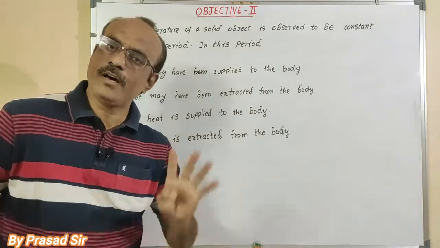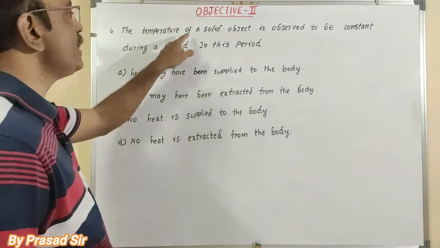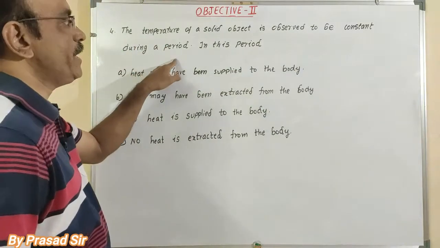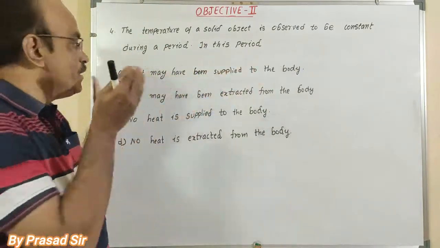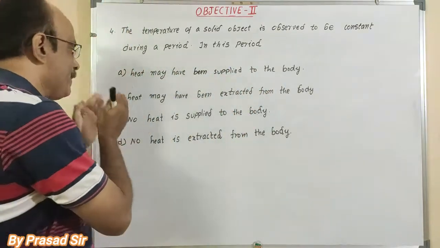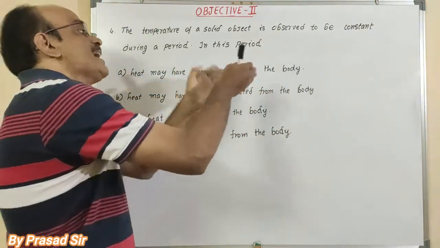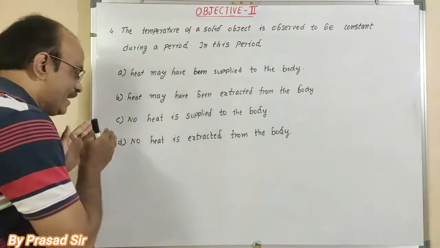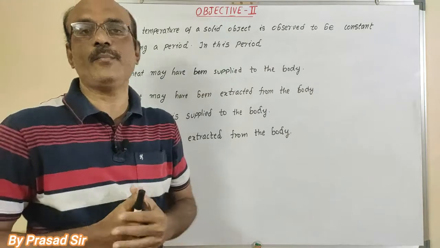Here is question number 4. The temperature of a solid object is observed to be constant during a period. In this period, what happens? A, heat may have been supplied to the body. B, heat may have been extracted from the body. C, no heat is supplied to the body. And D, no heat is extracted from the body.